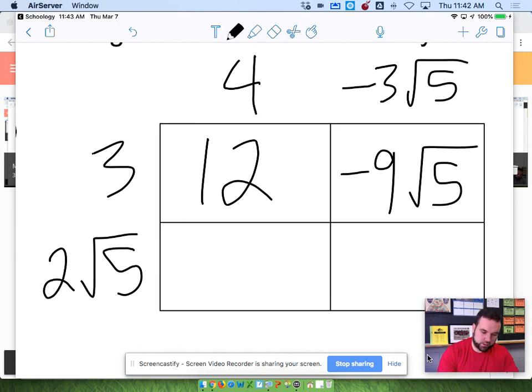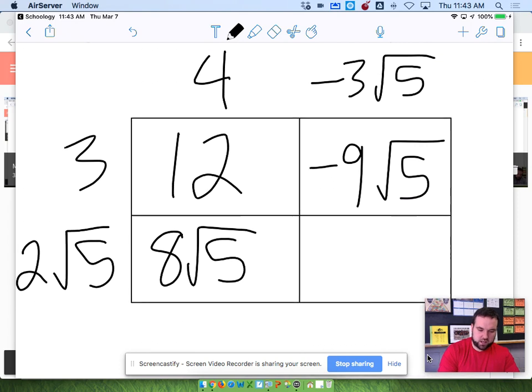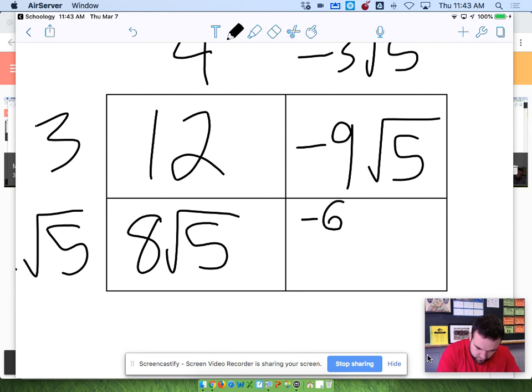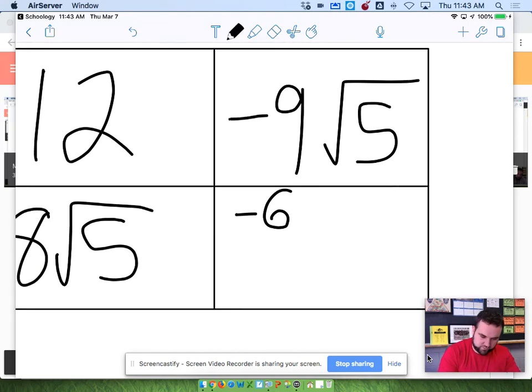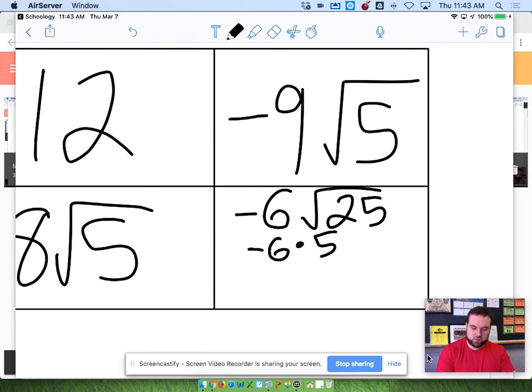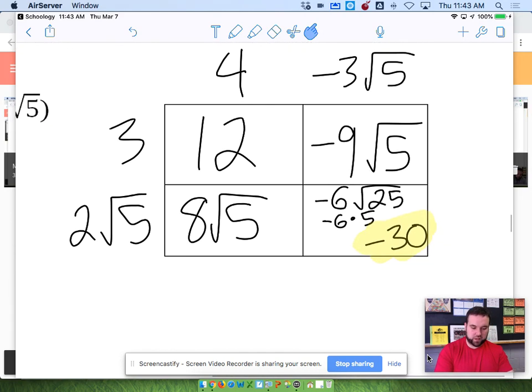So in the bottom row, I got 4 times 2 root 5, so that'll be 8 root 5. And then in this bottom right-hand corner, I'm multiplying 2 with negative 3, so that's going to be negative 6. But then I'm taking root 5 times another root 5, right? These are being multiplied together. So it's going to give me the square root of 25. And we know the square root of 25 to be just 5. So this is really negative 6 times 5. So this bottom box is just equal to negative 30 when I fully simplify it.